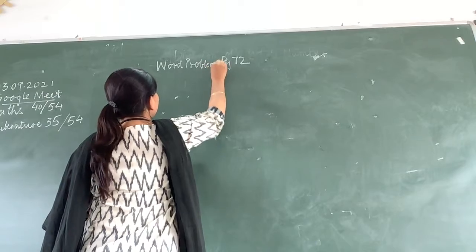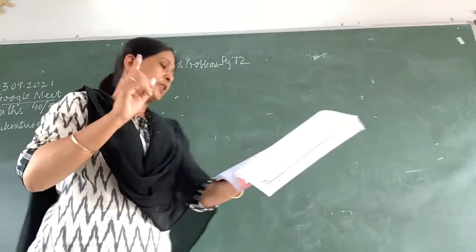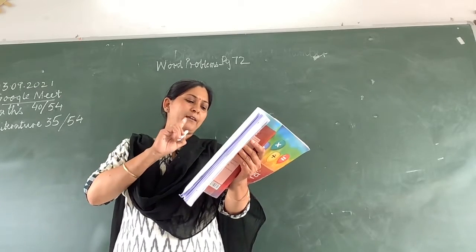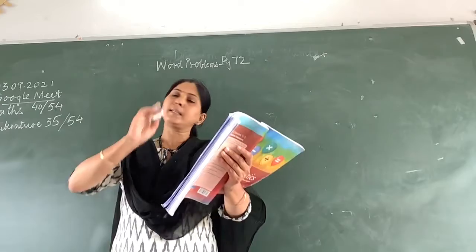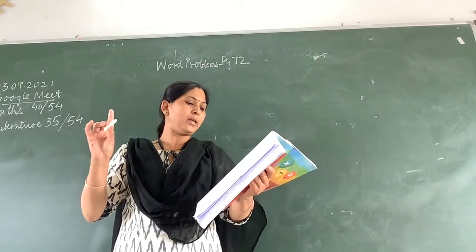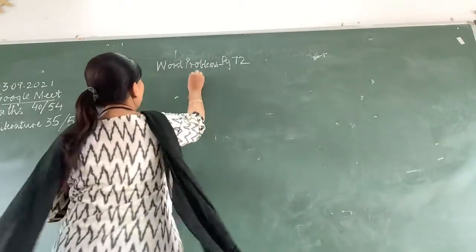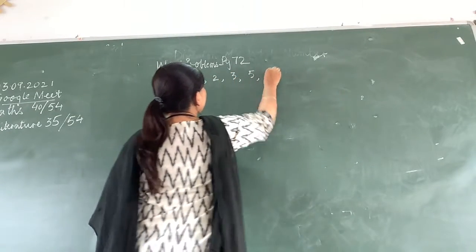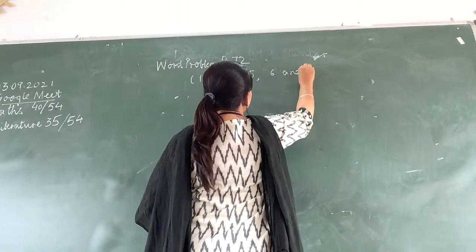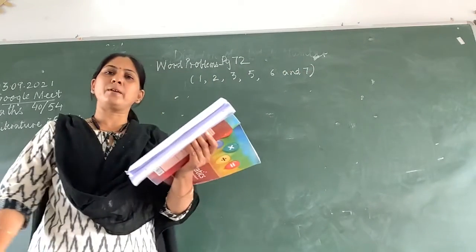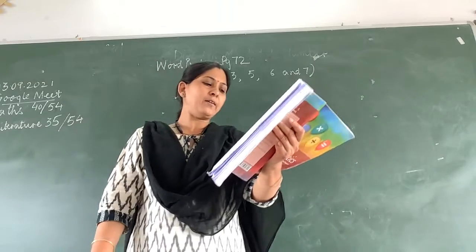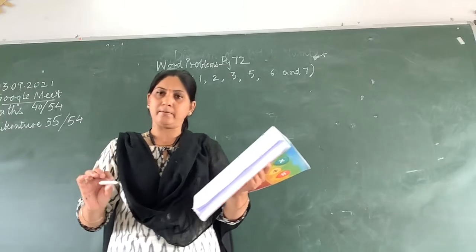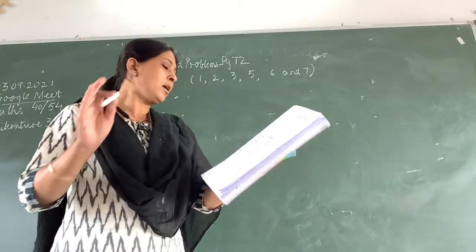Take these problem sums. Now question 1, and again 2, 3, 5, 6 and 7. Only these you have to do. These word problems we will be doing. We will leave questions 4, 8, 9 and 10. These word problems we will be leaving. Now let us start, children.